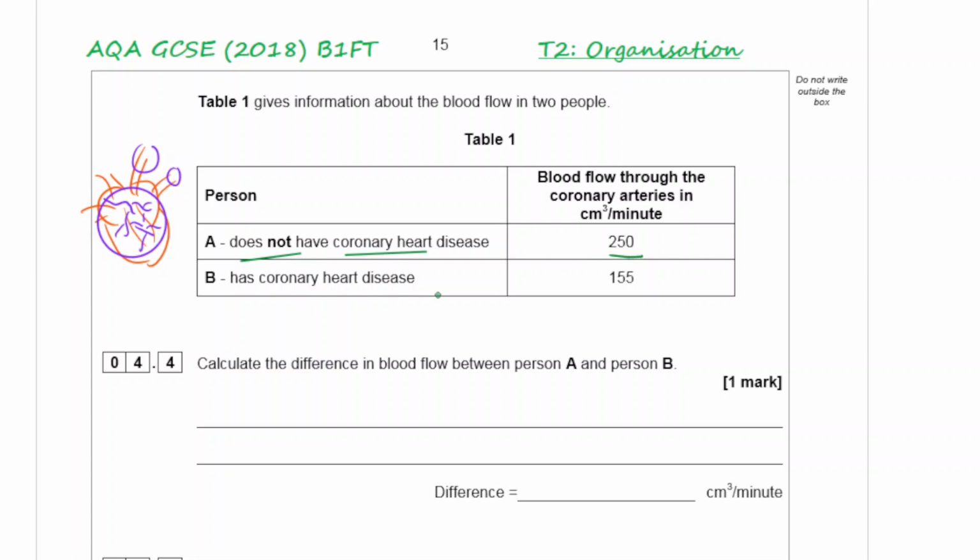B has coronary heart disease. So because the blood vessels are blocked, that means the blood flow is actually slower and smaller. So it's 155. Calculate the difference in blood flow between person A and B. The difference is 250 minus 155. So that is about 95.